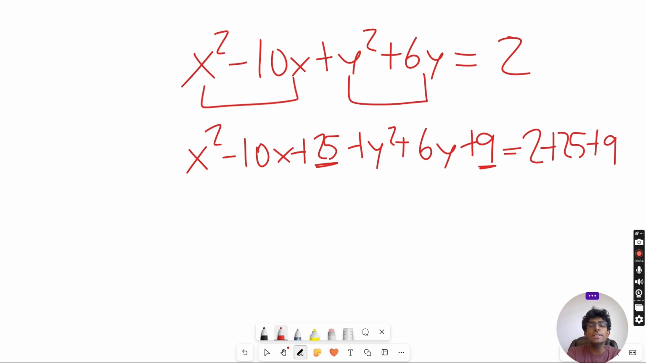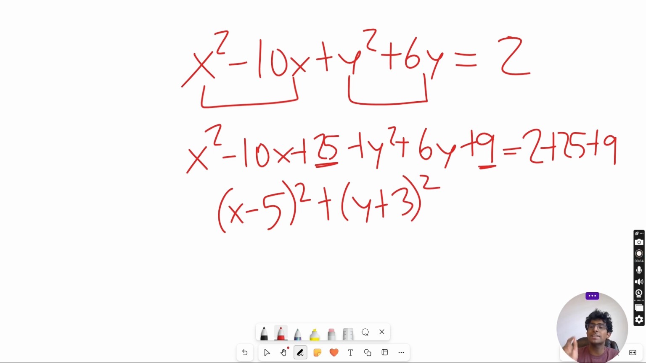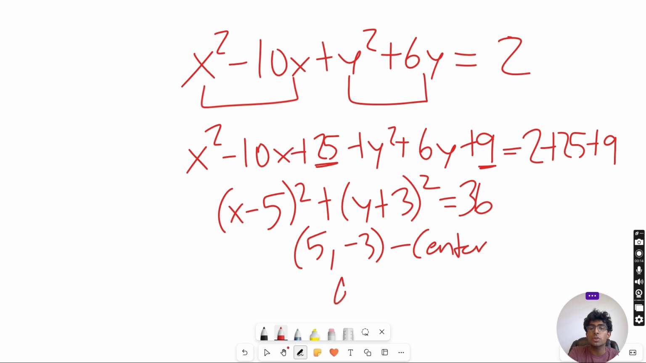So when we do this, this becomes now (x - 5)², right? Because that's what we did. 10 divided by 2 is 5 to get that 5 squared. And then (y + 3)², because remember we did 6 divided by 2, 3 to get that 9, equals 36. So what's the center here? (5, -3), because it's a plus now. And your radius would be the square root of 36, which would be 6.